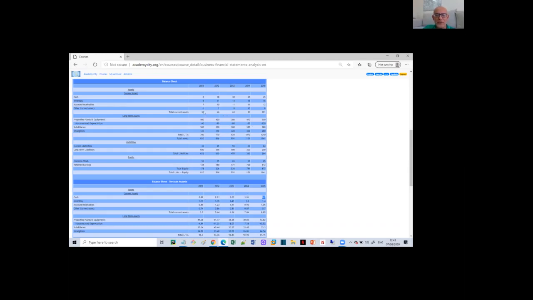Current assets was 3.7%. Now it becomes 8.85. It's about 2.5 times. So this one grew by almost 6 times. This one grew by 2.5 times. So no question that the cash is growing faster than any other current assets.